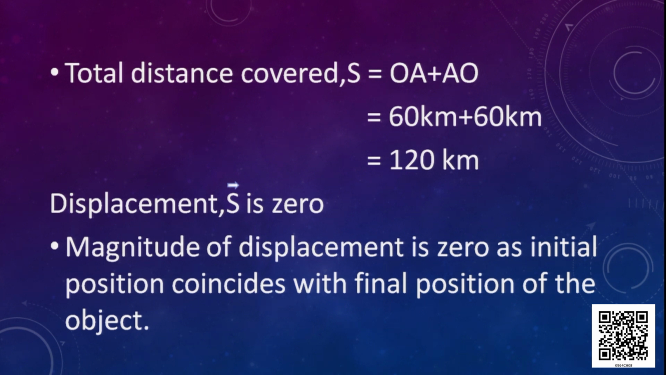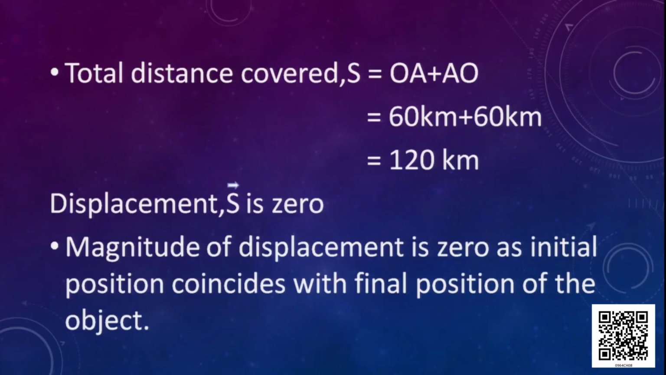Then what is the displacement? Can you tell me the displacement in this situation? Now, the initial position coincides with the final position, so the displacement is 0. That's why I mentioned displacement S, with the arrow mark on top of the letter S, is 0. The magnitude of displacement is 0 as the initial position of the object coincides with the final position of the object. Well, let us discuss the application of these concepts with the help of the following questions.